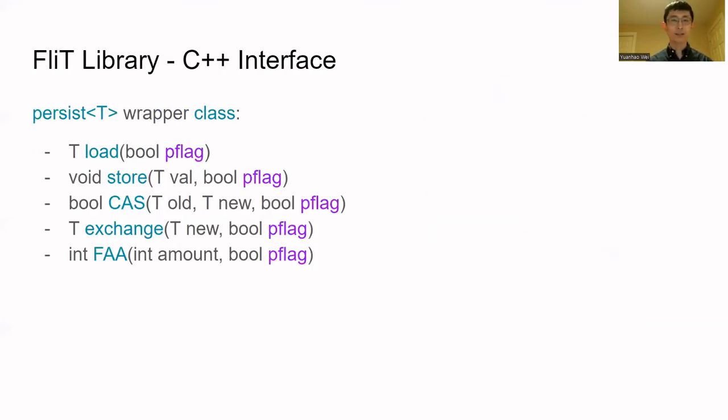We package these ideas into a C++ library, which does not require any compiler support. To use the library, you basically wrap your data types with this persist type, and then for each load, store, or compare and swap, you pass in a p flag indicating whether or not the operation should be persisted. Our library takes care of adding the necessary flushes and fences to make sure that this happens. If you don't pass in any p flag, then it defaults to being true.